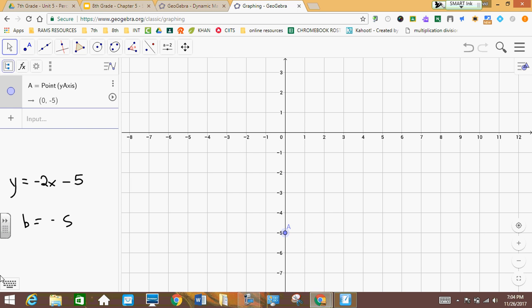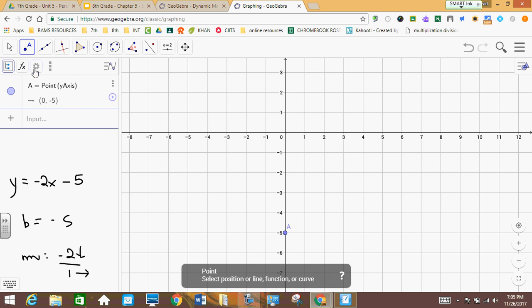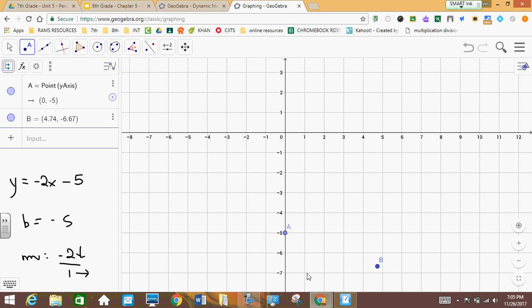Okay. Now our slope is -2. What do we do to our slope if it is not a fraction? Well, we make it into a fraction. So that means I would go down 2 and to the right 1. So let's see here. Let me go ahead and get this ready for us. There we go. Down 2, that would put us down at -7, and to the right 1. There we go. And now you can draw your line.